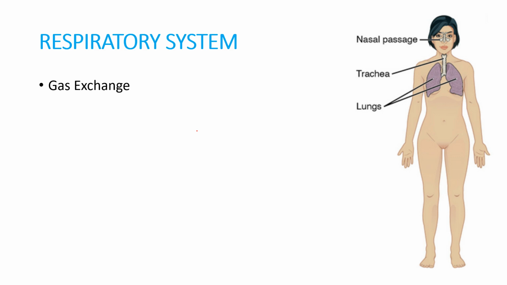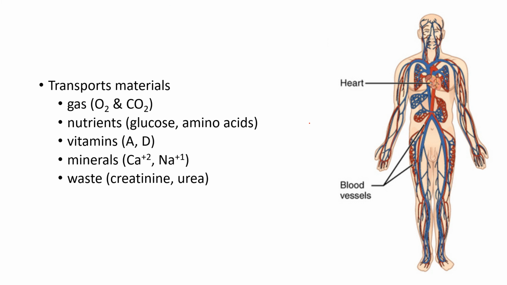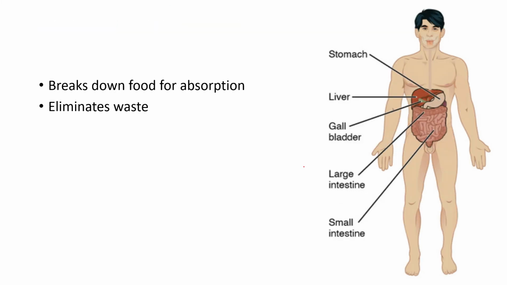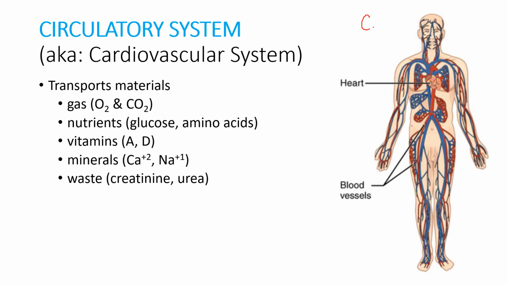Letter B on your handout is the respiratory system. It includes organs such as the nasal passage, the trachea, and the lungs, and it's involved in gas exchange. The next one, letter C on your labeling handout, now you can't tell again because it's black and white, is red and blue. Anytime you see red and blue on models, it's referring to the cardiovascular system, also known as the circulatory system.